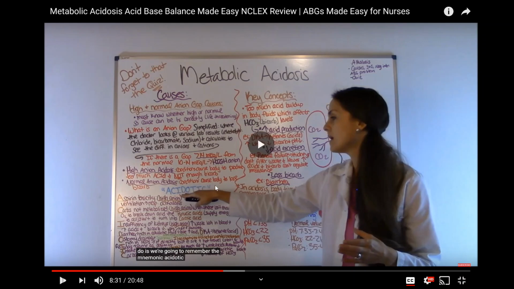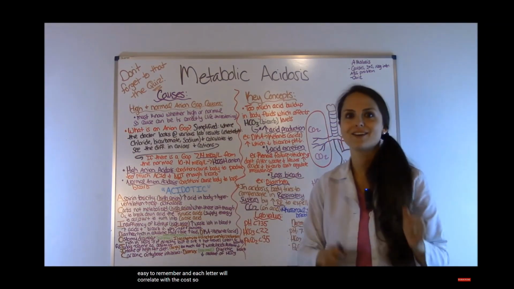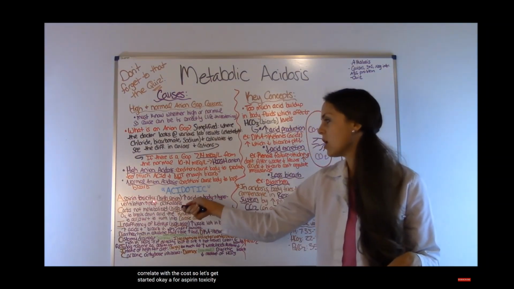So those are like conditions. Okay, chronic acidotic. We're in acidotic conditions, so that's easy to remember, and each letter will correlate with the cause. So let's get started. Okay, A for aspirin toxicity.